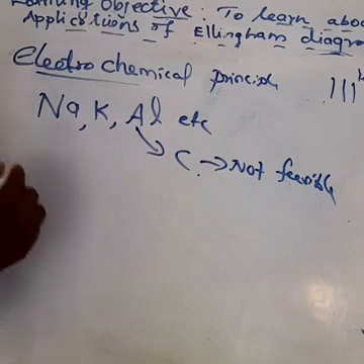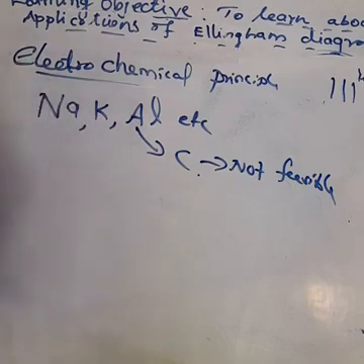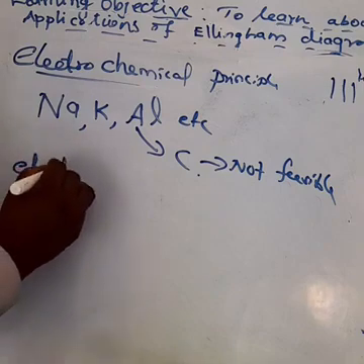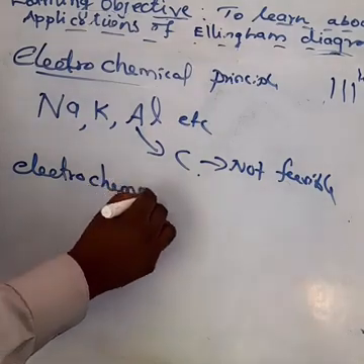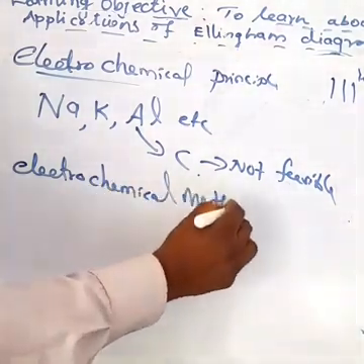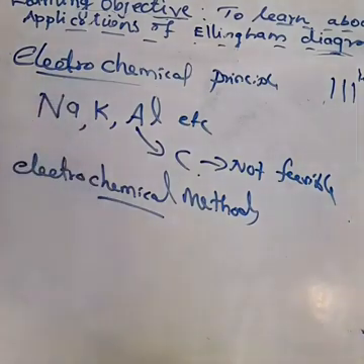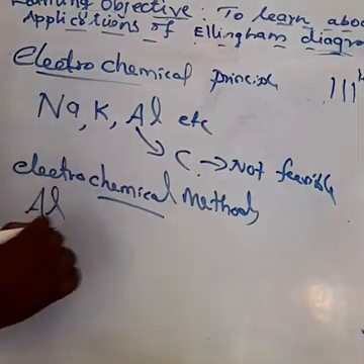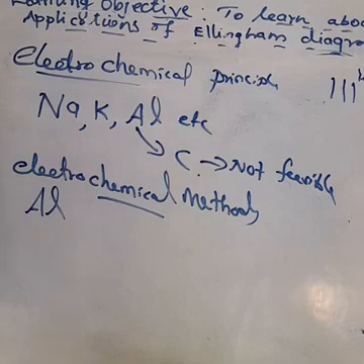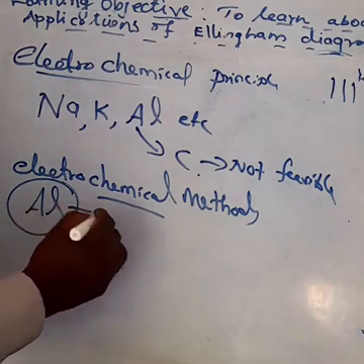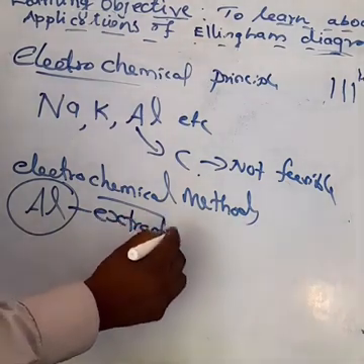Such metals are extracted from their ores by using the electrochemical method. Some metals, for example aluminum, are also extracted based on electrochemical extraction. One such process for aluminum is called the Hall-Héroult process. Aluminum is extracted this way. Am I right?